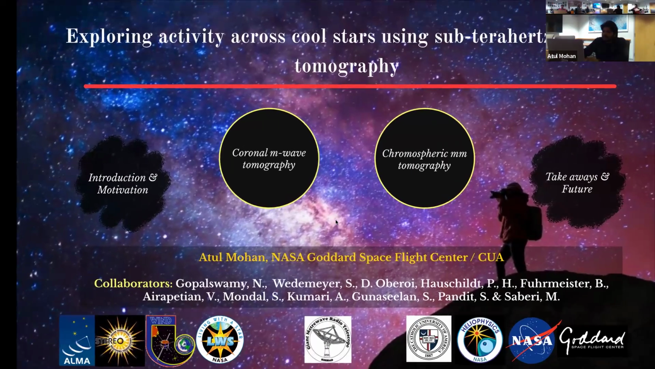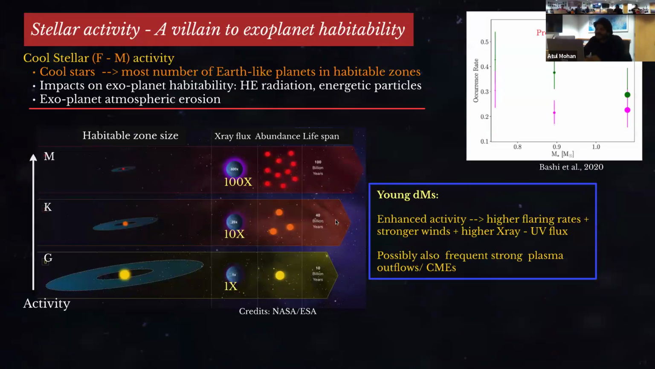So, to start, since it's mostly an exoplanet crowd, why would you care about stellar activity? Because stellar activity is your main villain. Cool stars primarily host most of the exoplanets you see out there, especially the Earth-like exoplanets in the habitable zones as we know it.